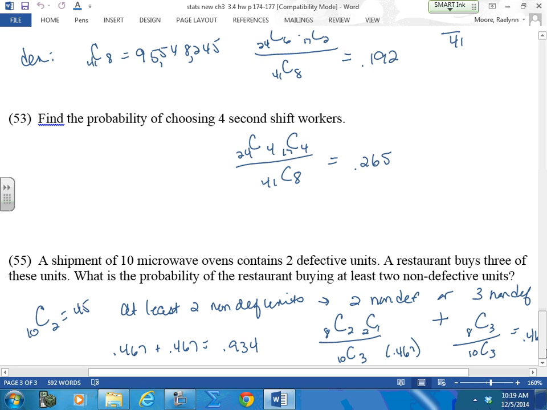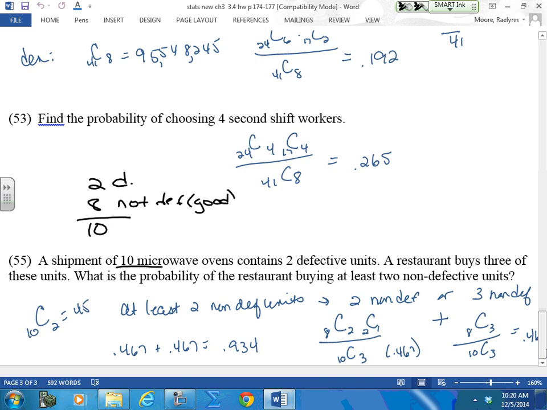A shipment of microwaves has 2 defective units. Well, if 10 microwaves are here and 2 are defective, what's left? 8 that are not defective, or good. They're good if they're not defective, right? Okay. Now, a restaurant buyer buys 3 microwaves. 3 of these units. Does it matter what order he buys them in? No. All of his microwaves look the same. What is the probability that they buy at least 2 non-defective? Non-defective are your good ones.